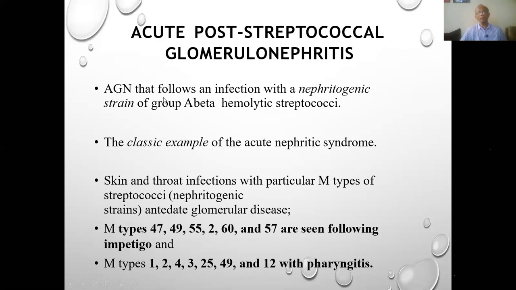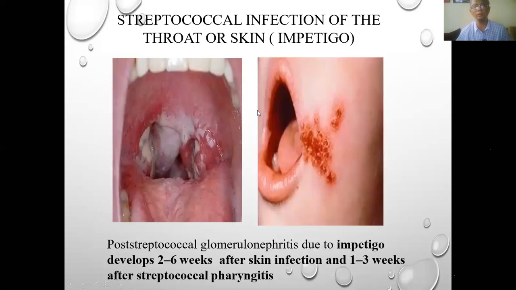Acute glomerulonephritis usually follows an infection with a nephritogenic strain of group A beta hemolytic streptococci, the classical example of acute nephritic syndrome. Skin and throat infection with particular M types of streptococci, the nephritogenic strains, antedate glomerular disease. In skin infection, M types 47, 49, 55, 2, 60, and 57 are seen following impetigo. With pharyngitis or tonsillitis, you will get M types 1, 2, 4, 3, 25, 49, and 12.